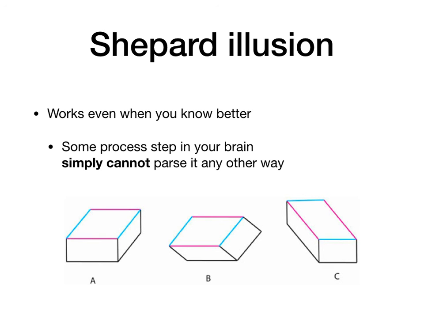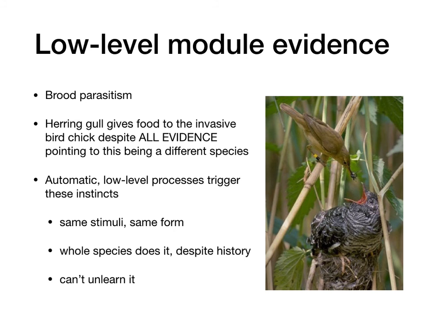This also comes up in something called brood parasitism. So, more evidence for these very low-level modules. You may have heard of this before. The herring gull gives food to the invasive bird chick, despite all evidence pointing to this being a different species, because the herring gull has a lot of baked-in automatic processes that trigger these instinctual behaviors. Like, I'm going to go find bugs for this peeping bird.